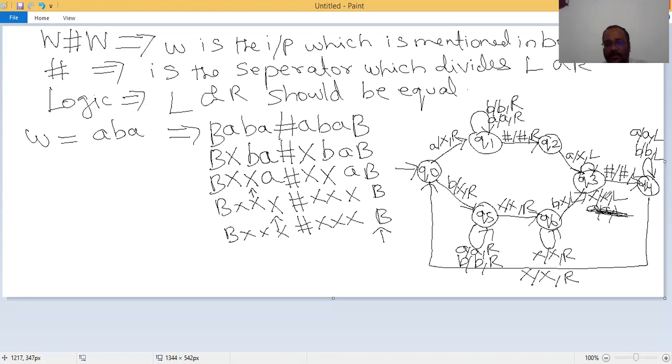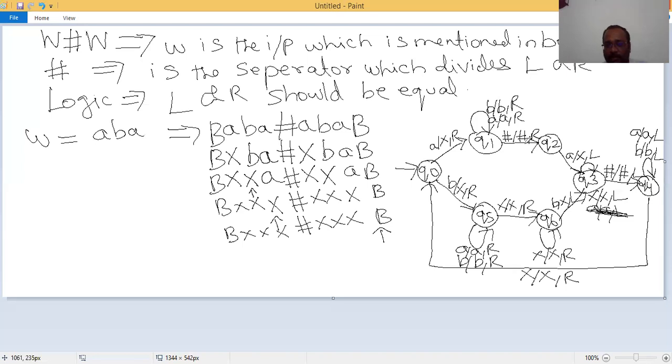So X will be mentioned as X and moving to the left hand side, and you are having hash. Hash is mentioned as hash and moving to the left hand side, you are having A. Mention this A as it is and moving to the left hand side, you are having this X. So again, move to this state Q0, X is mentioned as X and moving to the right hand side, you will be having A. Now this A will be replaced as X and moving to the right hand side, you will be having hash. Hash will be mentioned as hash and moving to the right hand side.